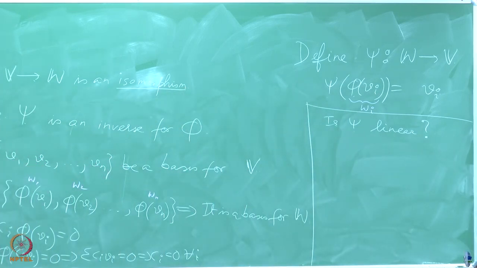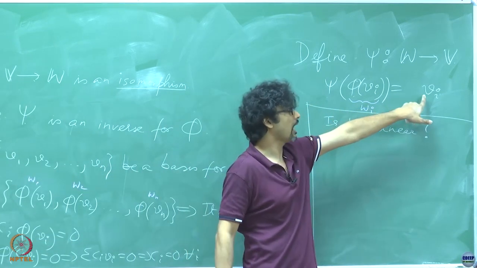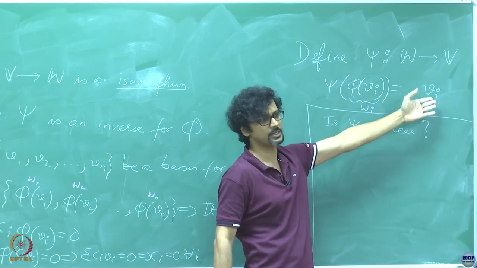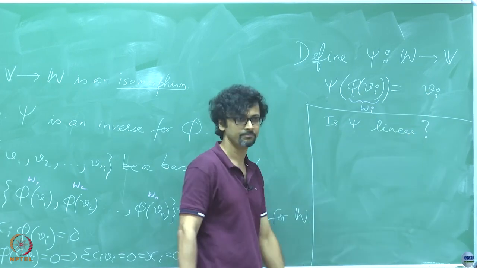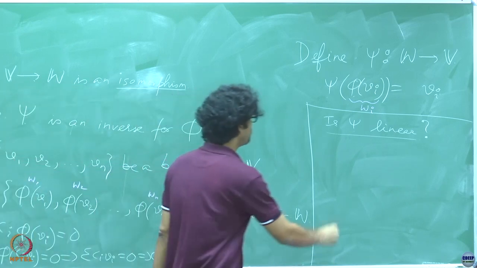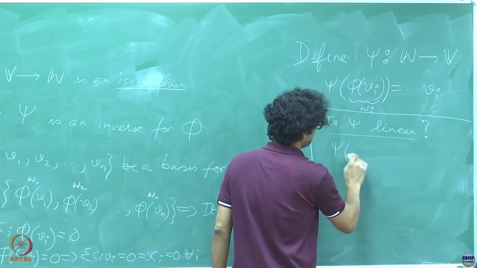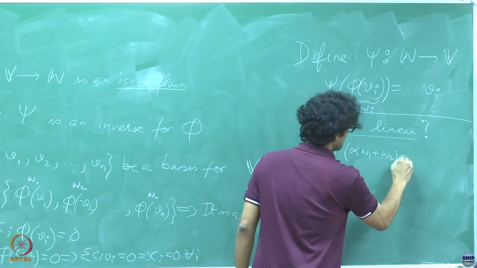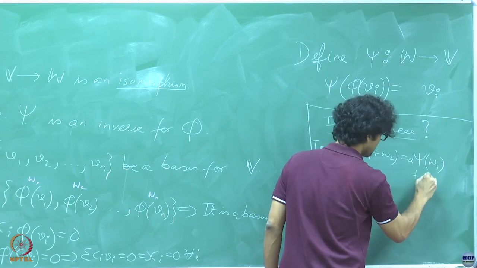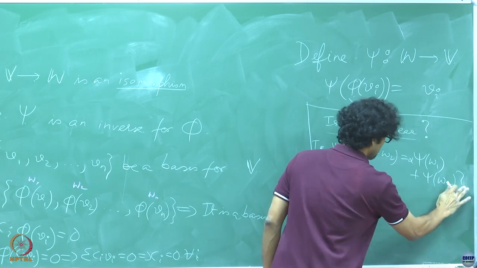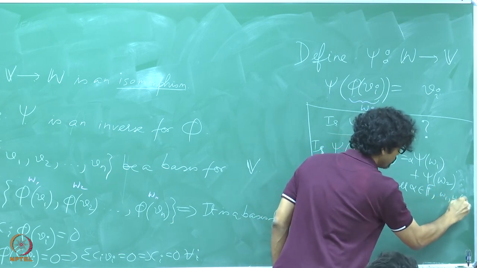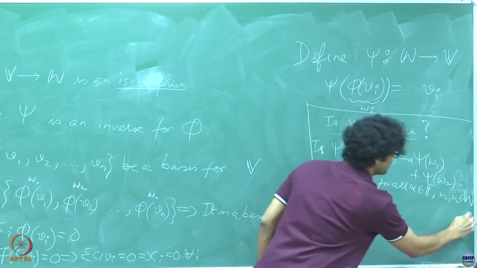Right? See, this is mapping to the identity element, the identity map in V. You take any object in V and it spits out the same object in V. So is psi linear? That is the question we need to answer. How do we check that psi is linear? We need to check if psi acting on alpha W1 plus W2 is equal to alpha psi W1 plus psi W2, for all alpha in the field and W1, W2 in the vector space W.